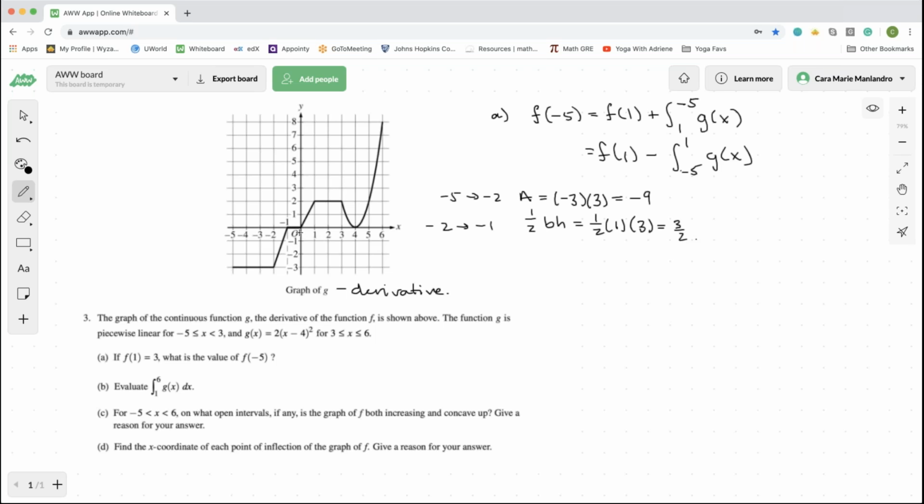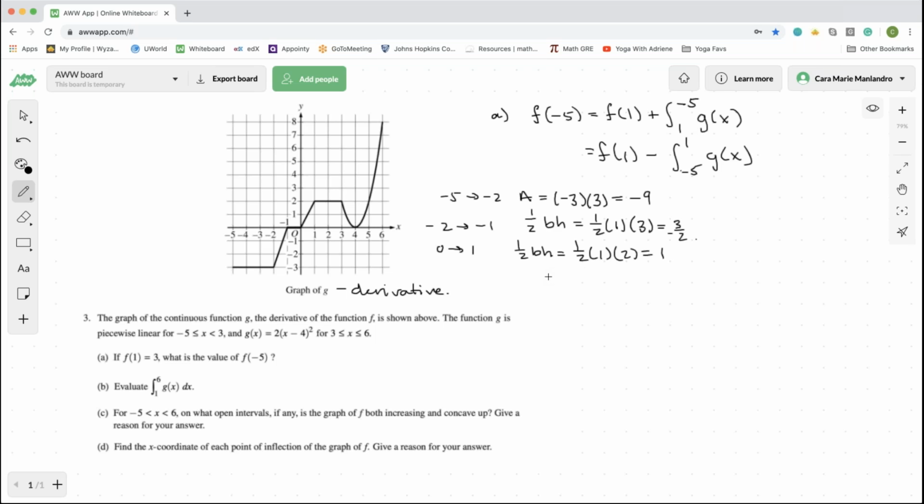I have no area here, and then I need to get the triangle from 0 to 1. So 1/2 base times height again. So 1/2 of 1 times 2, which is 1. All right, and so that is the area that is enclosed, and this should be negative. All right, so that's the area enclosed here.